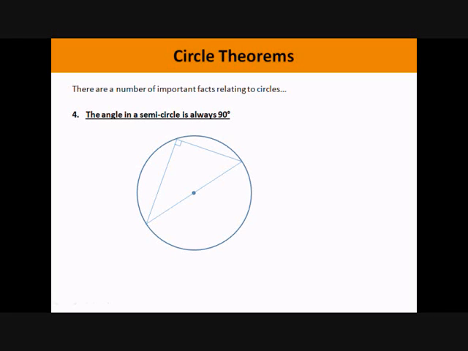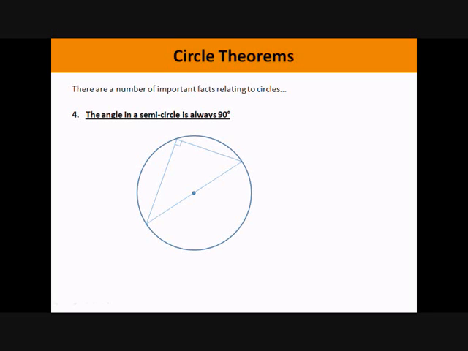Okay, Theorem 4. The angle in a semicircle is always 90 degrees. So it's the same idea as before, with having 2 points on the edge of the circle and then making an angle up to the circumference of the circle.